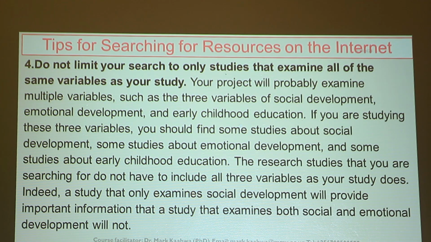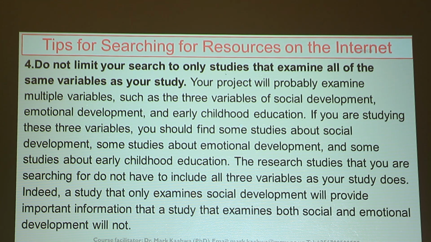Now, the fourth tip is do not limit your search to only studies that examine all the same variables of your study. Your project will probably examine multiple variables, such as the three variables of, for example, social development, emotional development, and early childhood education. If you're studying these three variables, you should find some studies about social development, some about emotional development, and some about early childhood development.